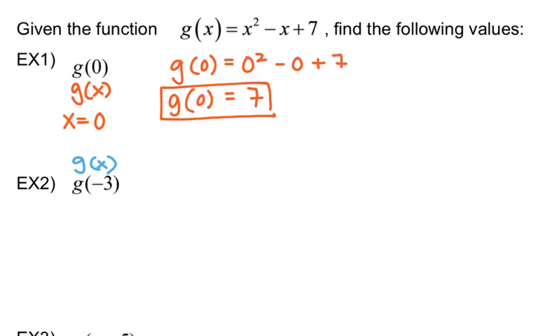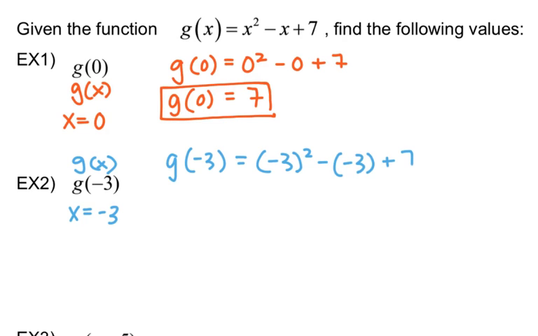Remember, g of x, that means x is negative 3. So g of negative 3 equals negative 3 squared minus negative 3 plus 7. Wherever I had an x in my original given function, I plugged in the input negative 3.